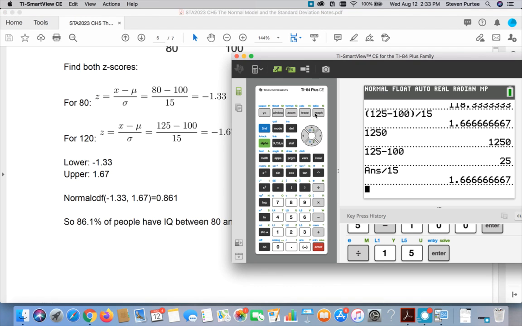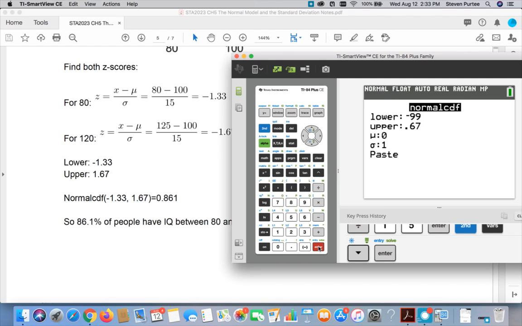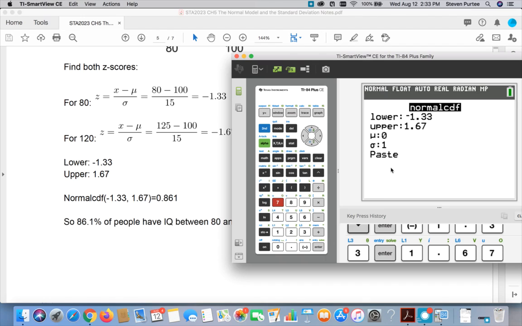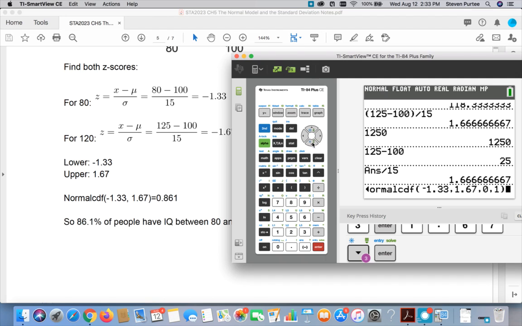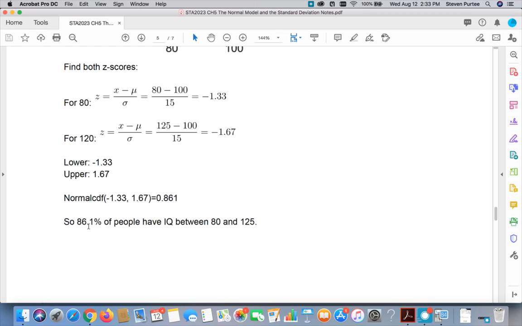Then we do normal CDF. Smallest, comma, largest, or lower, upper. If you have the other kind of calculator, you'll just type it in like this. So negative, here's my negative button, 1.33, 1.67. Always leave these alone. Don't change those two numbers or you will mess up everything all semester. Hit enter, 0.86. So 86.1% of people have IQ between 80 and 125.